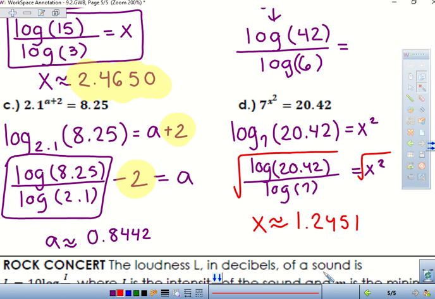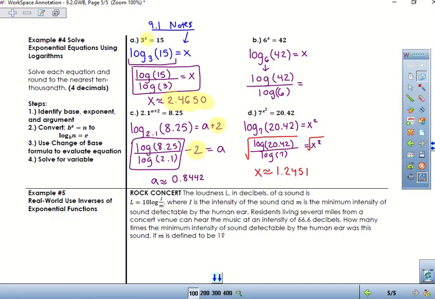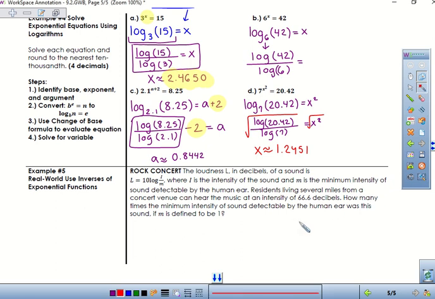All right. And then the last one, while I pass out homework, go ahead and give the word problem a try. It's just plugging stuff in, okay?